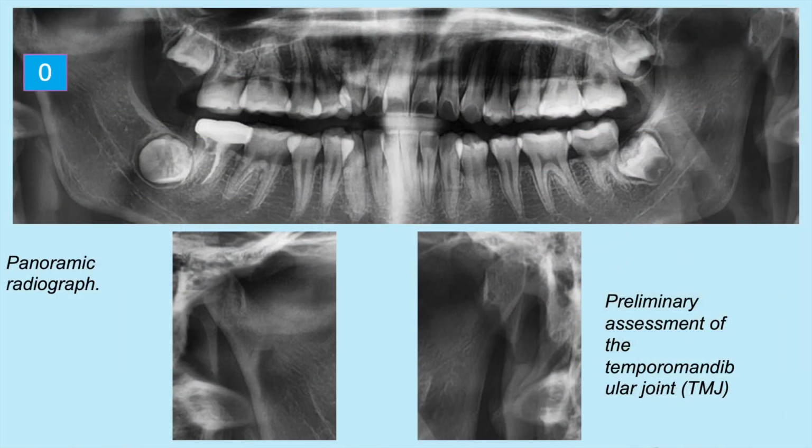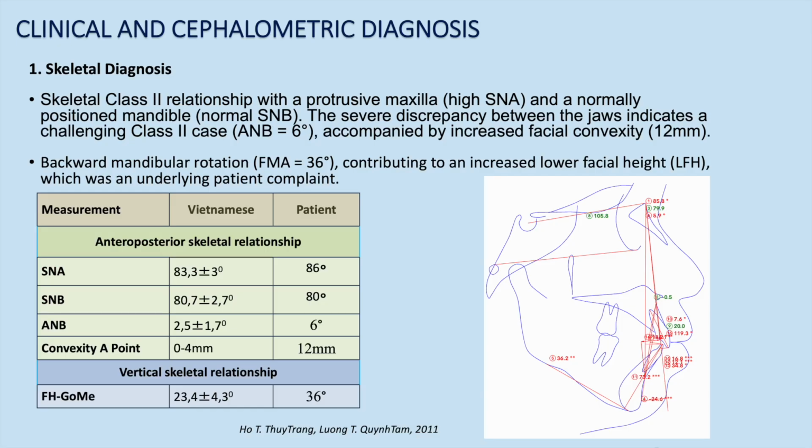In the panoramic radiograph of the patient, we can see the four wisdom teeth. Skeletal Class II relationship with ANB of 6, backward mandibular rotation, contributing to an increased lower facial height, which was an underlying patient complaint.